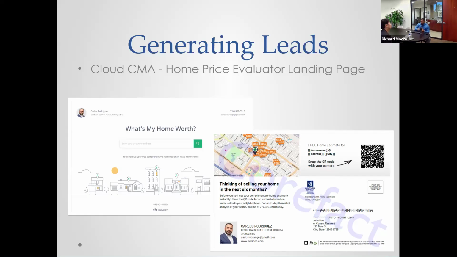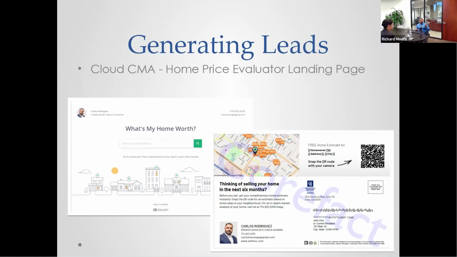So when they scan the QR code, it takes them to a landing page that has my contact information on top. It has their property address, a list of all the recent sales, and a range: your house is worth between this much and this much based on that information. So it gives them pretty much a market update, a valuation of the property.